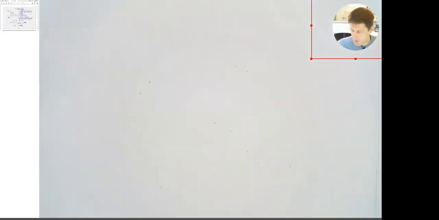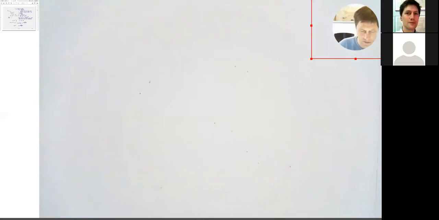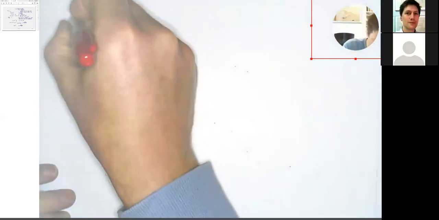The next step today is to look at deviation from steady state.